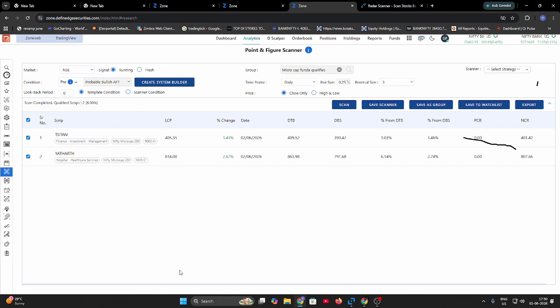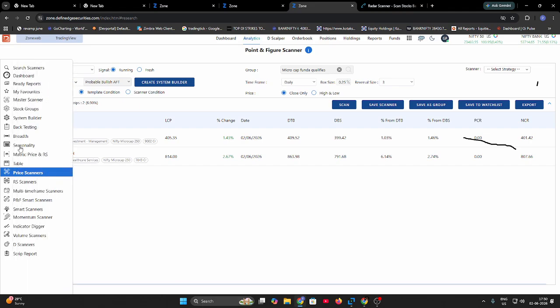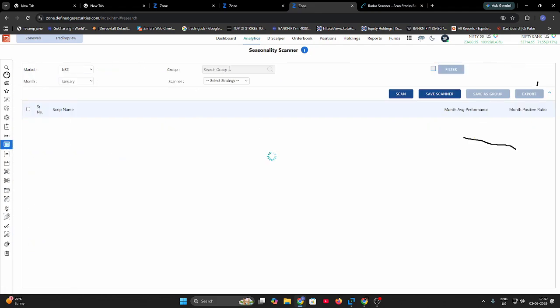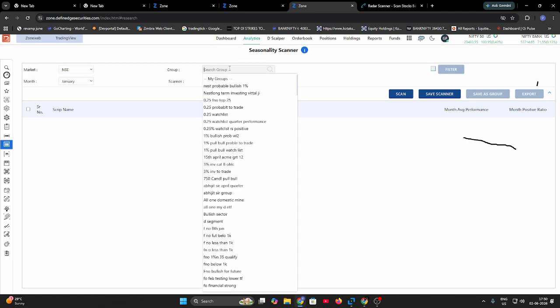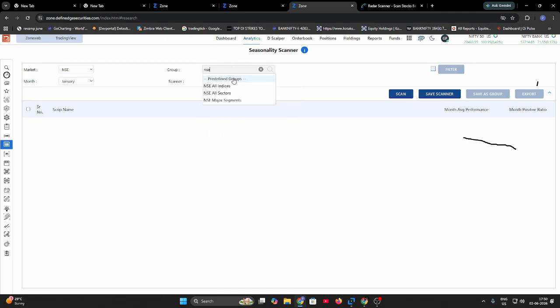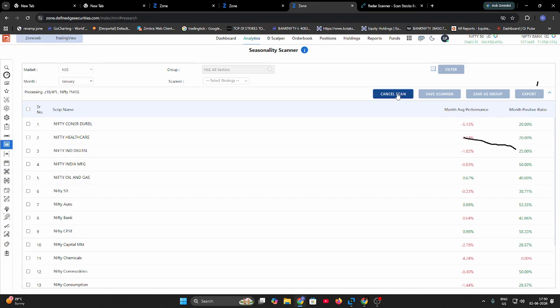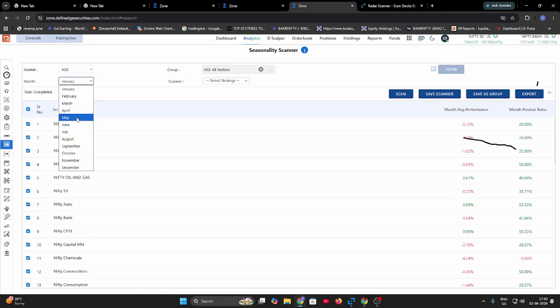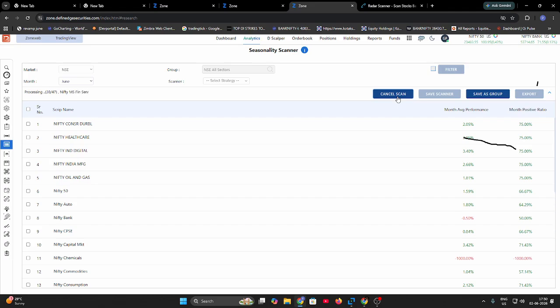One more thing I want to talk about today is one very interesting thing which we call a seasonality scanner. In the month of June, which are the sectors that generally do well, and if we are having any breakout in these sectors, we should look at them. Sorry, I have selected Jan here. Let me cancel the scan. I want to see in the month of June which are the sectors which are likely to do well or which have done well in the past. And if we have a similar pattern this month, that will be good.